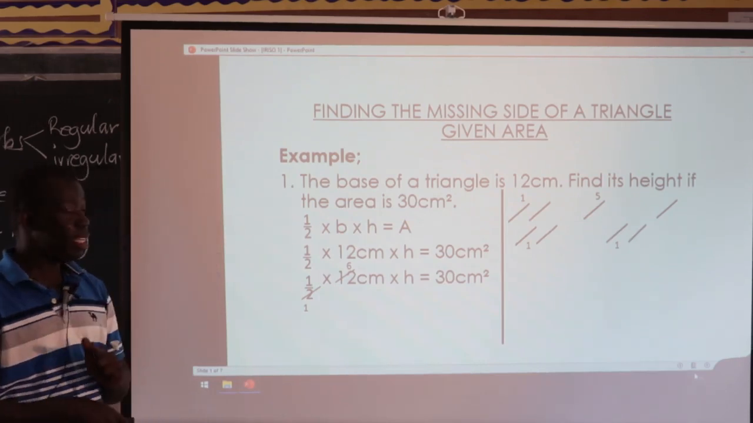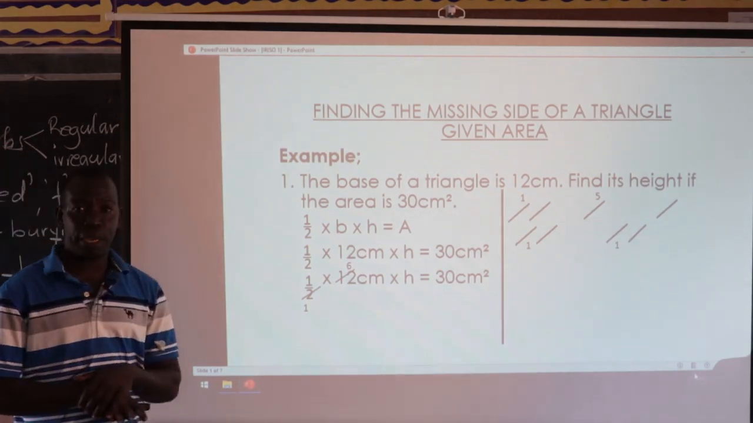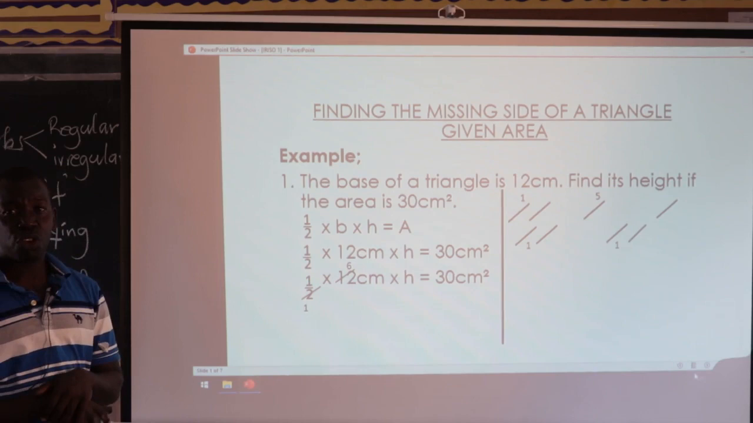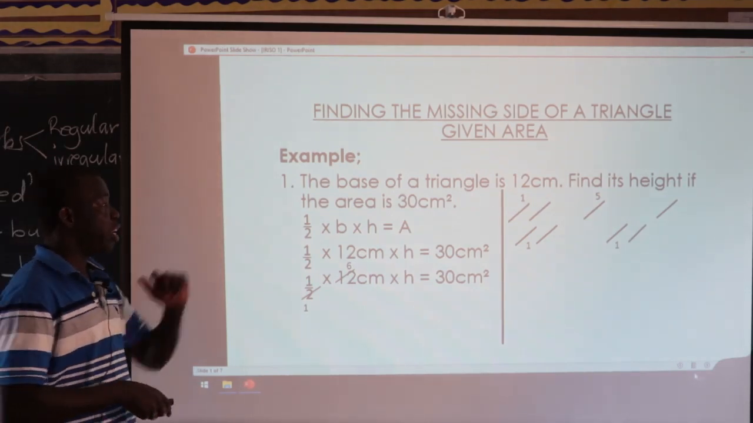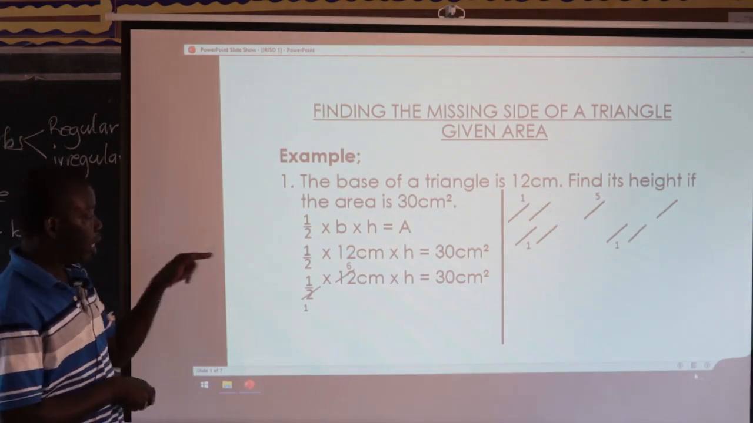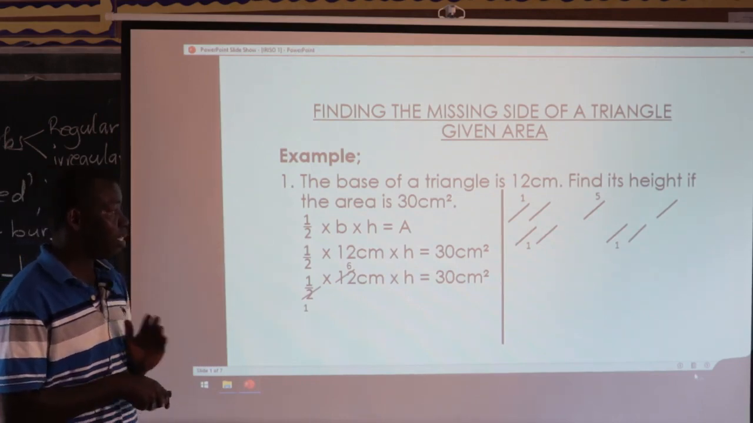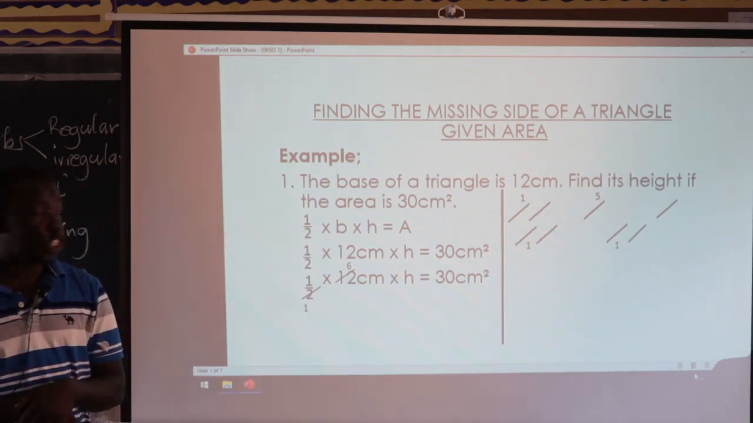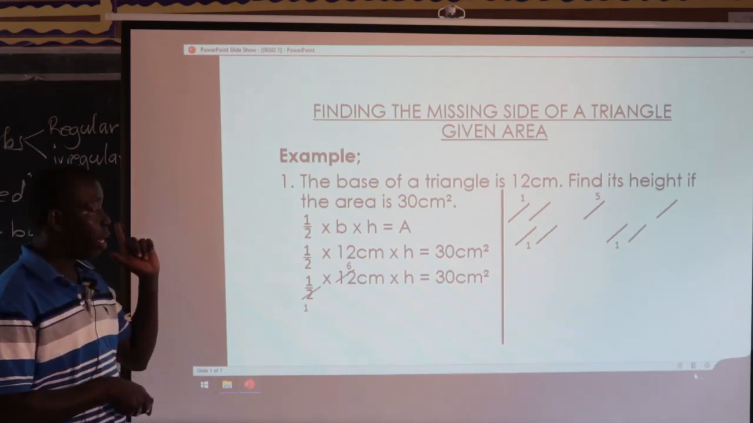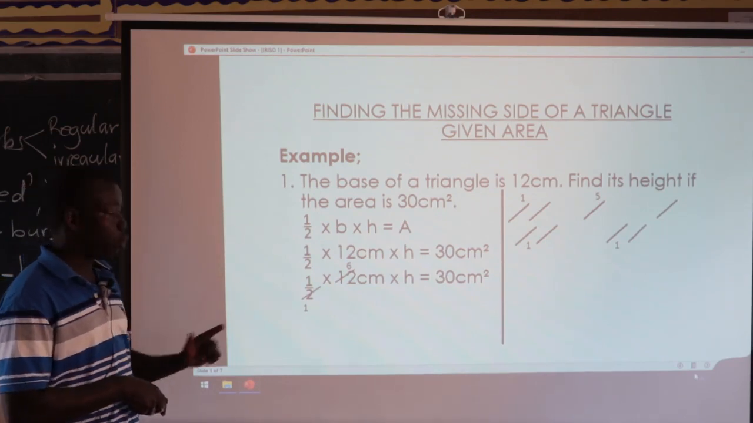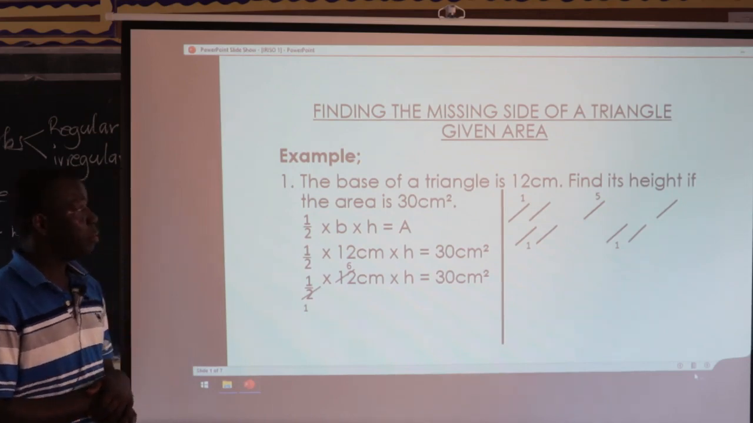Step number 3. This is where we are supposed to cancel. We agreed yesterday in our previous lesson that in the second step, that is where you substitute. So you don't rush or hurry to cancel from there. We shall rewrite the third step as a half times 12 centimeters times the height, which is h, giving us that area. After that, we now cancel 12 by 2. So 2 becomes 1 here, and 12 divided by 2 is 6 centimeters.